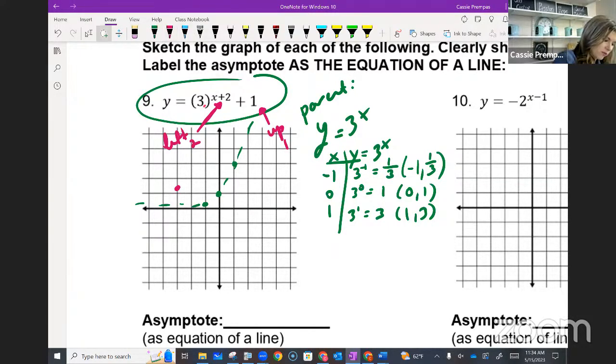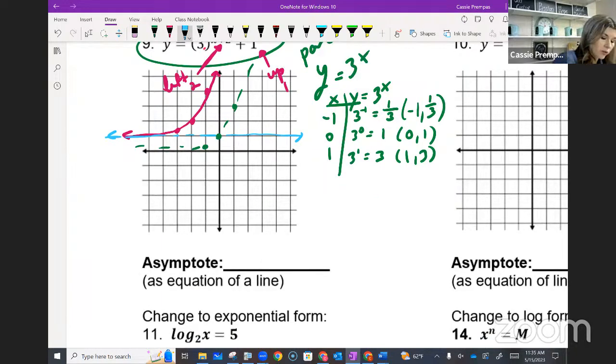This one, I'm going to move left 2, up 1. This one, I'm going to move left 2, up 1. All these points, which were approaching 0, shifted to the left and then up. So they're not approaching 0 anymore. Where are they approaching? 1, good. In fact, the points are going to continually get closer and closer, but never touch that 1. So it has an asymptote. What would be the location of the asymptote? Good, y equals 1.